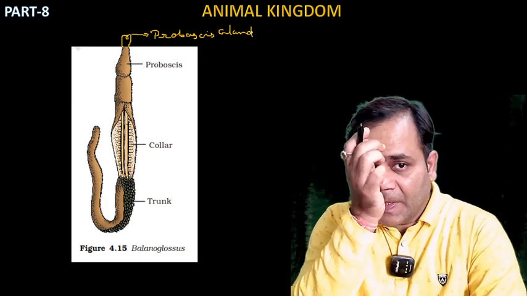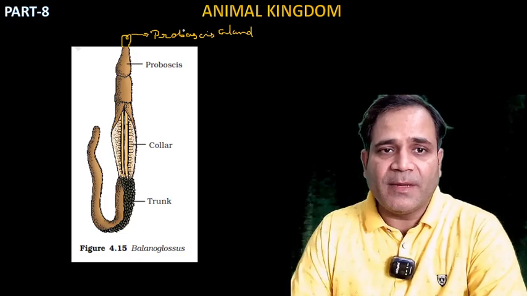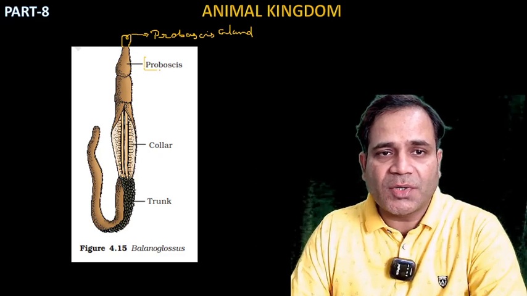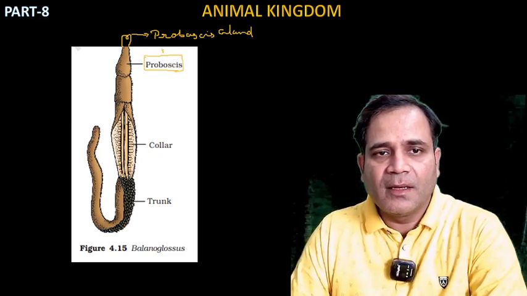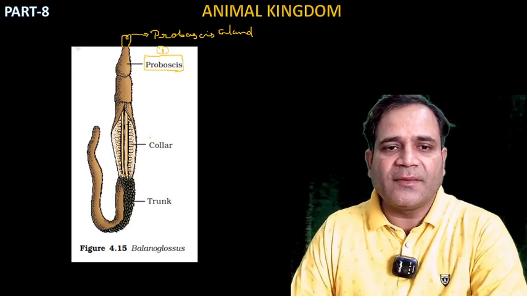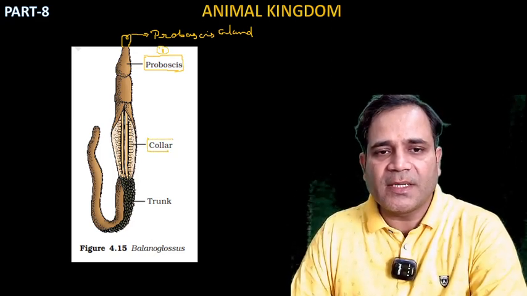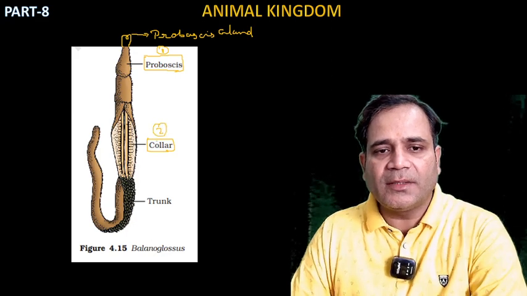So see, the whole body of Hemichordata is divided into three distinct regions. One is what? Proboscis. Second one is what? Collar. And third one is what, my dear? Trunk. Third one is what? Trunk.